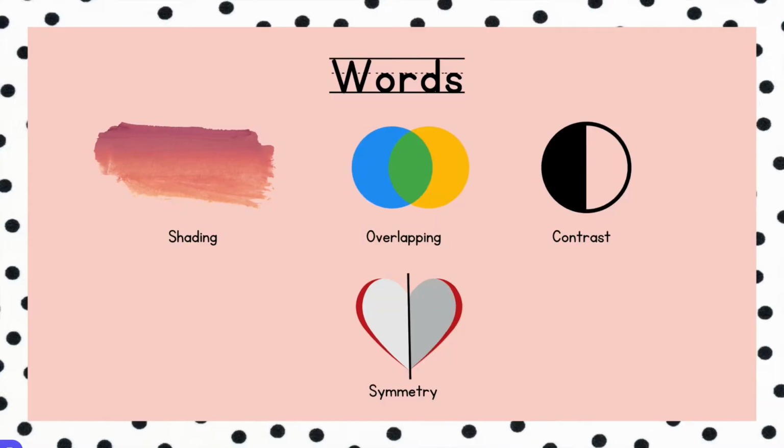All right. So just another review of some of those vocabulary words. So shading, where we have a color going from dark to light to try to show more depth in our artwork. When we have overlapping, something in front of something else. Contrast, when we have something very dark and something very light. And symmetry, where we have something that is a mirror image on both sides, or the same but reversed on both sides.